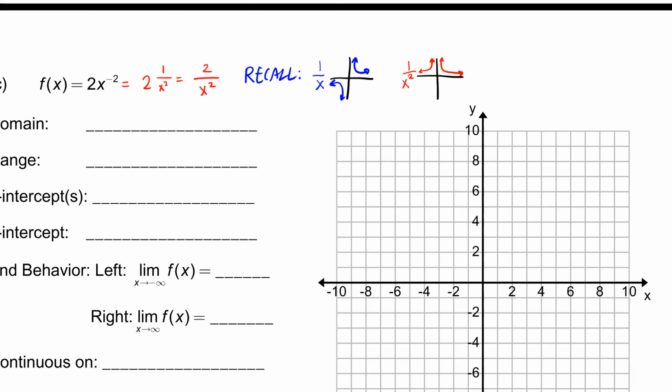We can plug in some numbers, right? If I plug in f of 1, I have 2 over 1 squared, which is just 2. So 1 comma 2. If I plug in f of 2, I have 2 over 2 squared, which is 2/4, 1/2.